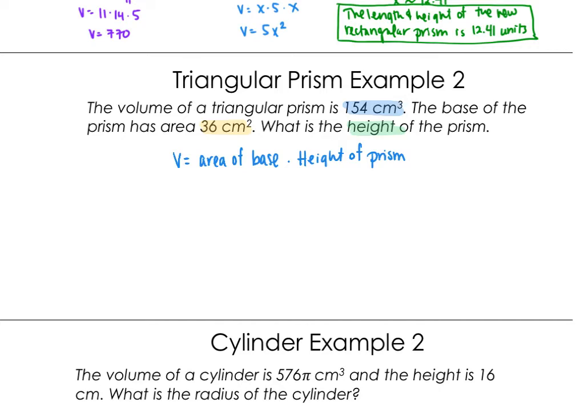So plugging in what we know, the volume, that's 154. We know the area of the base, that's 36. But we don't know the height of the prism. That is what we are solving for. So we're just going to call that H. So once you plug everything in, like before, it just becomes a simple algebra problem. We just need to get H by itself, so we're going to do that by dividing by 36.